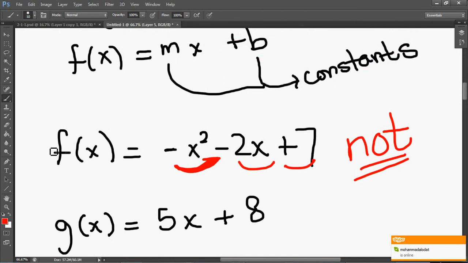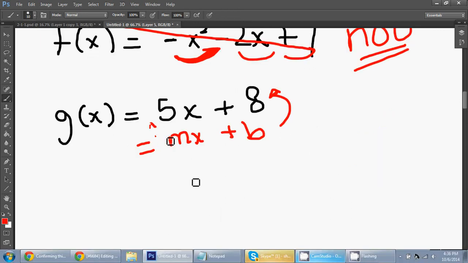Let's try the second one. So in the second one, you kind of get mx plus b. And so the b could be 8, the m could be 5, and so yes, that is a linear function because it follows the format mx plus b.